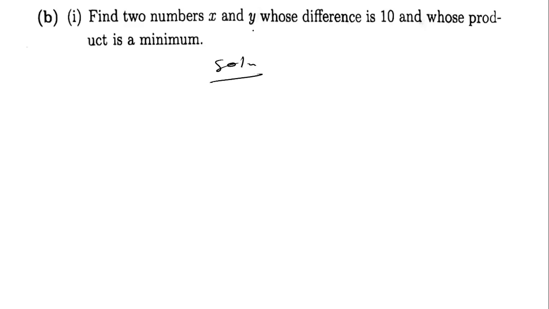Find two numbers x and y whose difference is 10 and whose product is a minimum. Alright, let's quickly look at this. Since we are saying find two numbers whose difference, I'll capitalize on that part here. The difference between these two numbers, x minus y, should be equal to what? 10, right?